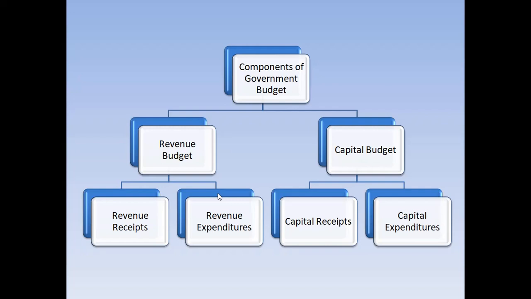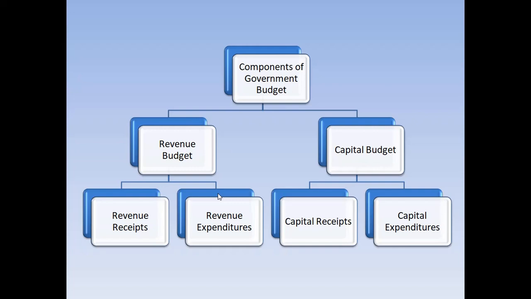Anyway, so what is revenue budget? Revenue budget shows the revenue receipts of the government as well as the revenue expenditures of the government. By revenue receipts, we mean those receipts which, in economics, are non-redeemable, which means they create no liabilities. And revenue expenditures are those expenditures which are to be paid monthly, quarterly.